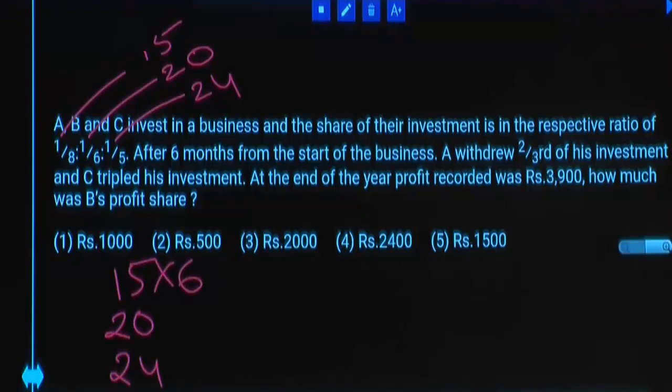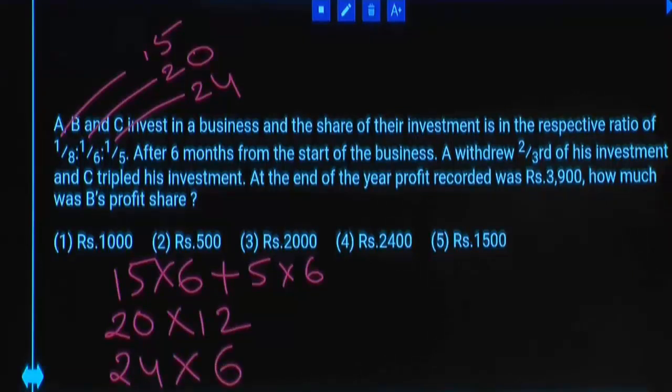A invested 15 parts, B invested 20 parts, C invested 24 parts. After 6 months, A withdraws 2/3. 2/3 of 15 parts is 10 parts. If 10 parts are withdrawn, the remaining is 5 parts, which will be there for 6 months. And C tripled his investment. Is there any change in B's investment? So B's investment will be there for 12 months. C's investment will be there for 6 months. After that, tripled means 3 times, 3 times 24 is 72, which will be there for 6 months.